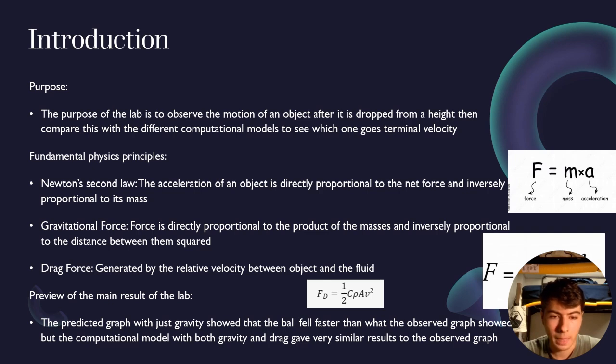A preview of the main result of this lab is that the predicted graph with just gravity showed that the ball fell faster than what the observed graph showed, but the computational model with both gravity and drag gave very similar results to that of the observed graph.